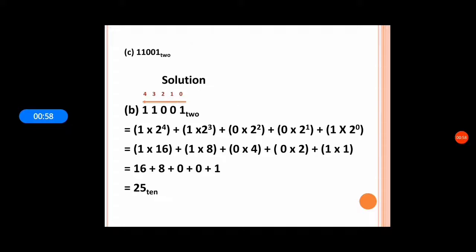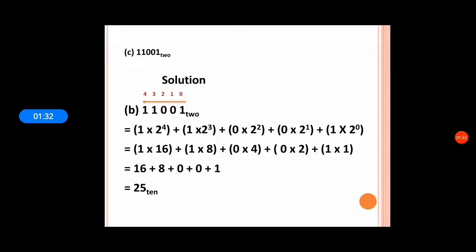Now let's move to the last slide, which is the last example. So we have 1, 1, 0, 0, 1 base 2. So here we are having 5 numbers. So our labeling will now be 0, 1, 2, 3, 4. So we're having 1 times 2 raised to the power 4 plus 1 times 2 raised to the power 3 plus 0 times 2 raised to the power 2 plus 0 times 2 raised to the power 1 plus 1 times 2 raised to the power 0.